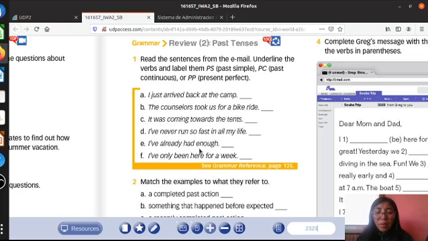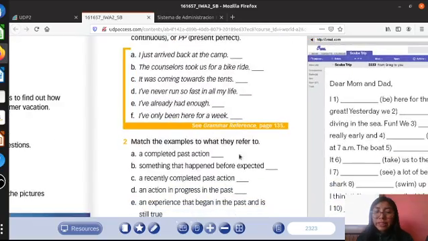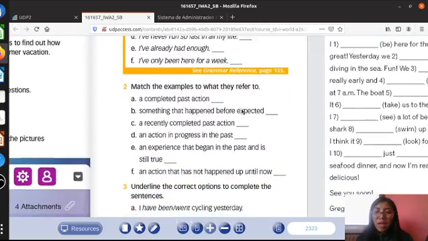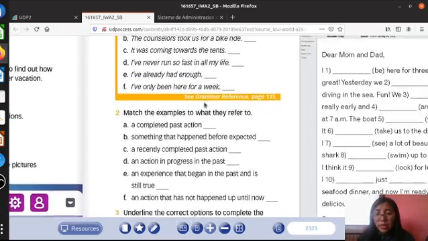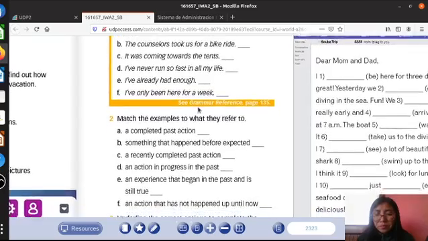Ok, vamos a ir al segundo ejercicio que nos dice match the examples to what they refer to. Ok, por lo tanto, here we have the use. Aquí tenemos el uso, ok, y tenemos que unirlo con la oración de acuerdo al contexto de la oración que uso le está dando. Ok, so we are going to read, ok.